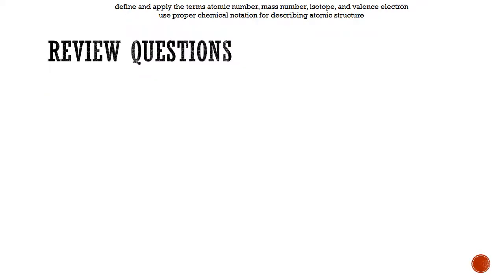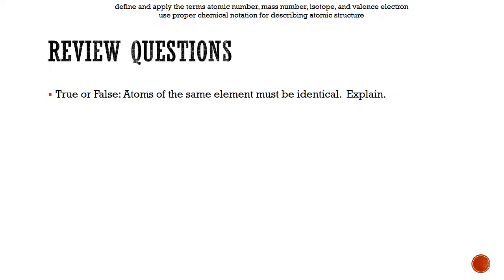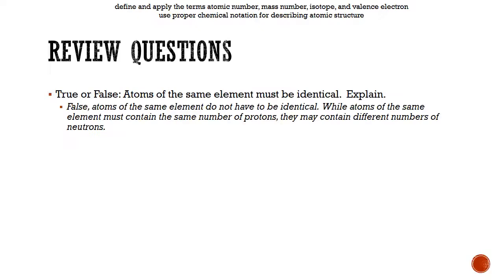So here are some review questions. Please pause the video, answer the questions, and then play the video, see if you got them right. All right, true or false? Atoms of the same element must be identical. Explain. This answer is false. Atoms of the same element do not have to be identical. While atoms of the same element must contain the same number of protons, they may contain different numbers of neutrons.